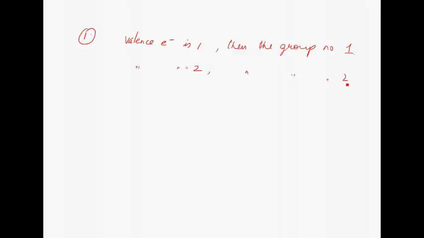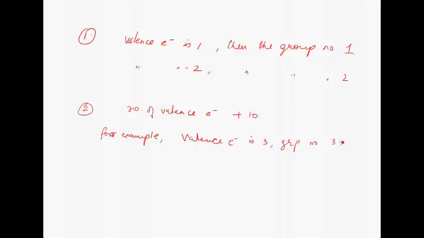Now, if there are more than 2 valence electrons, the group number of an element having more than 2 valence electrons is equal to the number of valence electrons plus 10. For example, if the valence electron is 3, then the group number is 3 plus 10, that is 13. Similarly, if the valence electron is 4, the group number is 4 plus 10, that is 14. Similarly, we can write till 18.